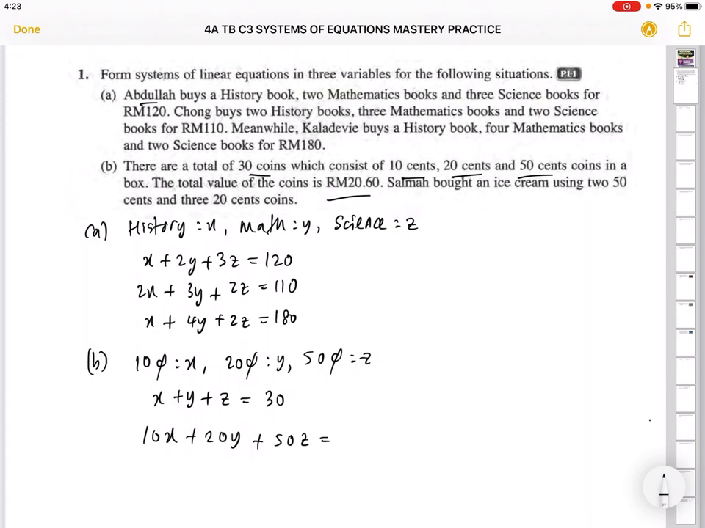Now your total value is in cent, not in ringgit. In ringgit it is 20 ringgit 60 cent. In cent it is 2060. Alright, how about the third one?